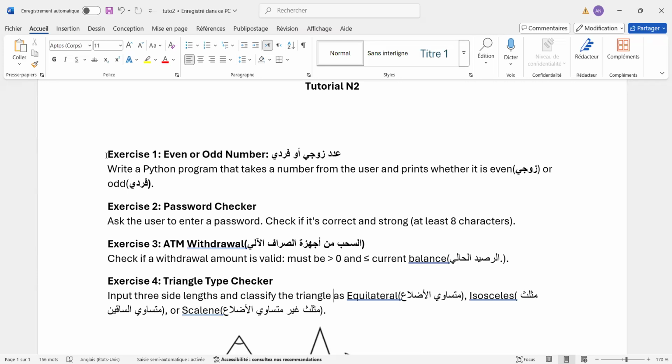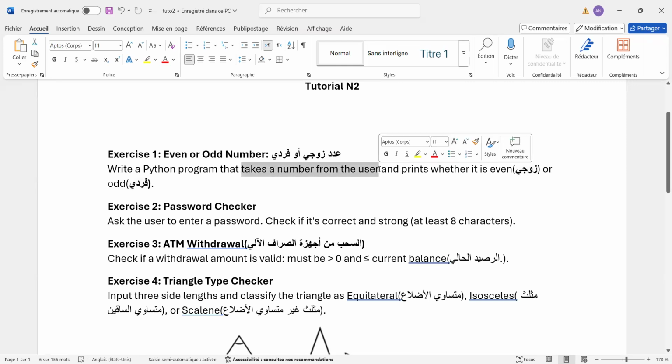Okay, guys? Starting with exercise number 1, which is about even or odd numbers, that means عدد زوجي أو فردي. Write a Python program that takes a number from the user and prints whether it is even or odd. Even means عدد زوجي, odd means عدد فردي. So we are going to take this number from the user.